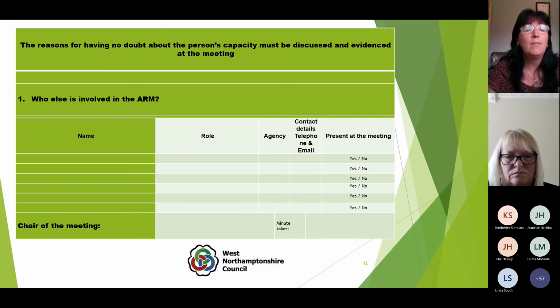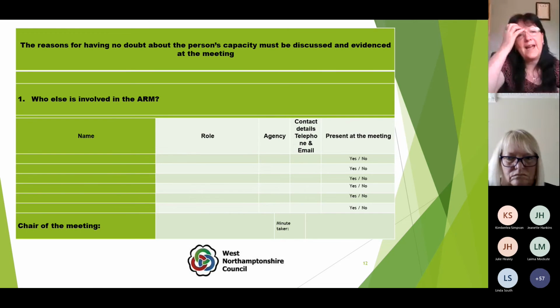So who else is in the ARM? You need to make sure. That's why when you do introductions, it's really key that you take their name, their role, the agency, their contact details and email, for those that are present, and for anybody that's working for the individual where you've gathered some information. Again, it's really important, if they're not there, that you record their name, their role, their agency, and their contact details. And I know that seems really simplistic, but I've seen times where that's not been recorded, and it's really hard then to try and follow things up if you need to.